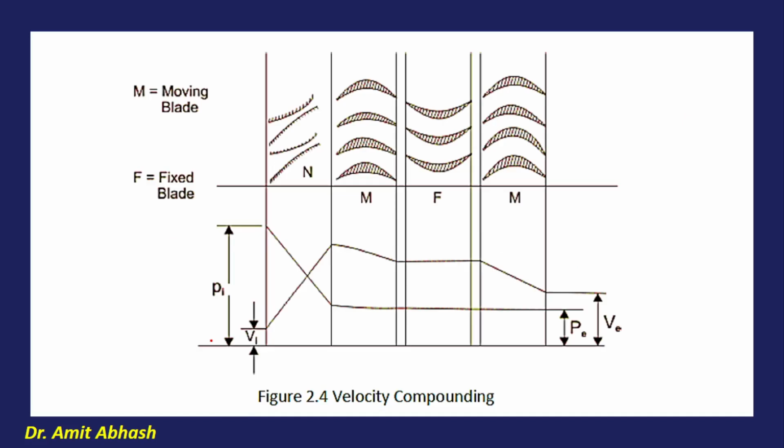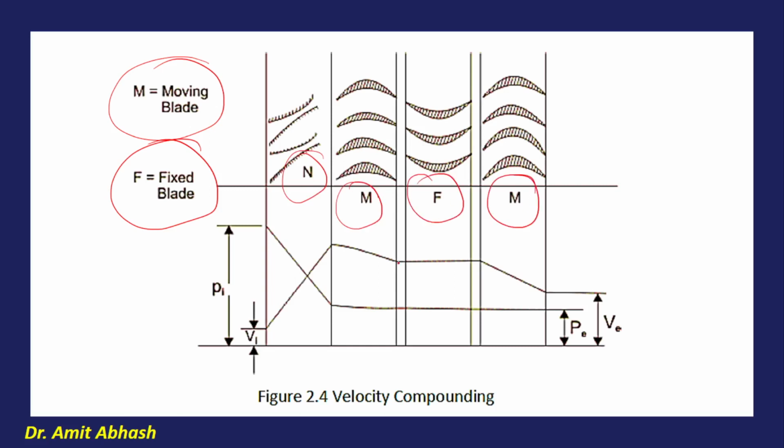Now, this is a moving blade and here it is a fixed blade. Now I have shown you here in a magnified view that here is the nozzle, moving blade, fixed blade, moving blade. This is the pressure drop in the nozzle and then the pressure is fixed throughout.